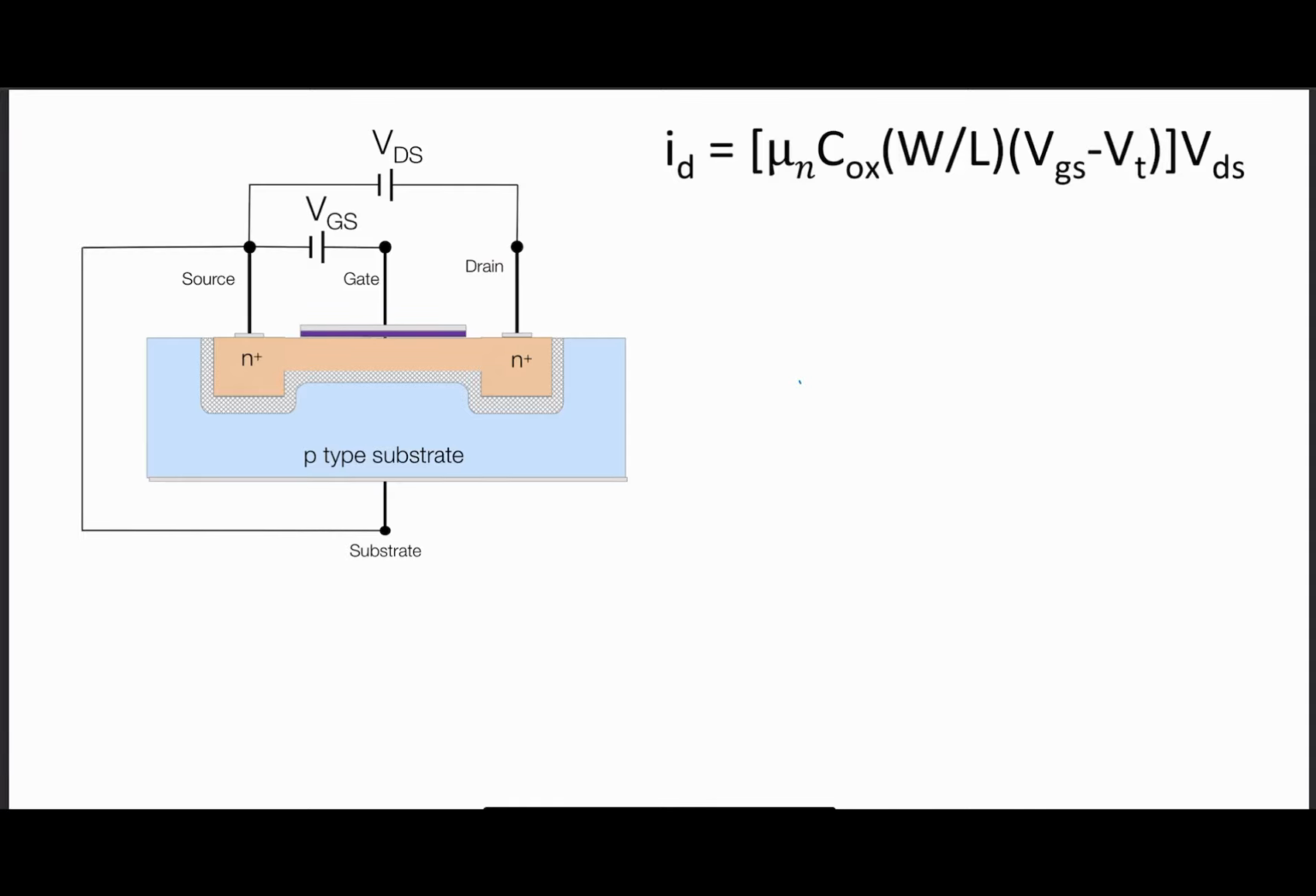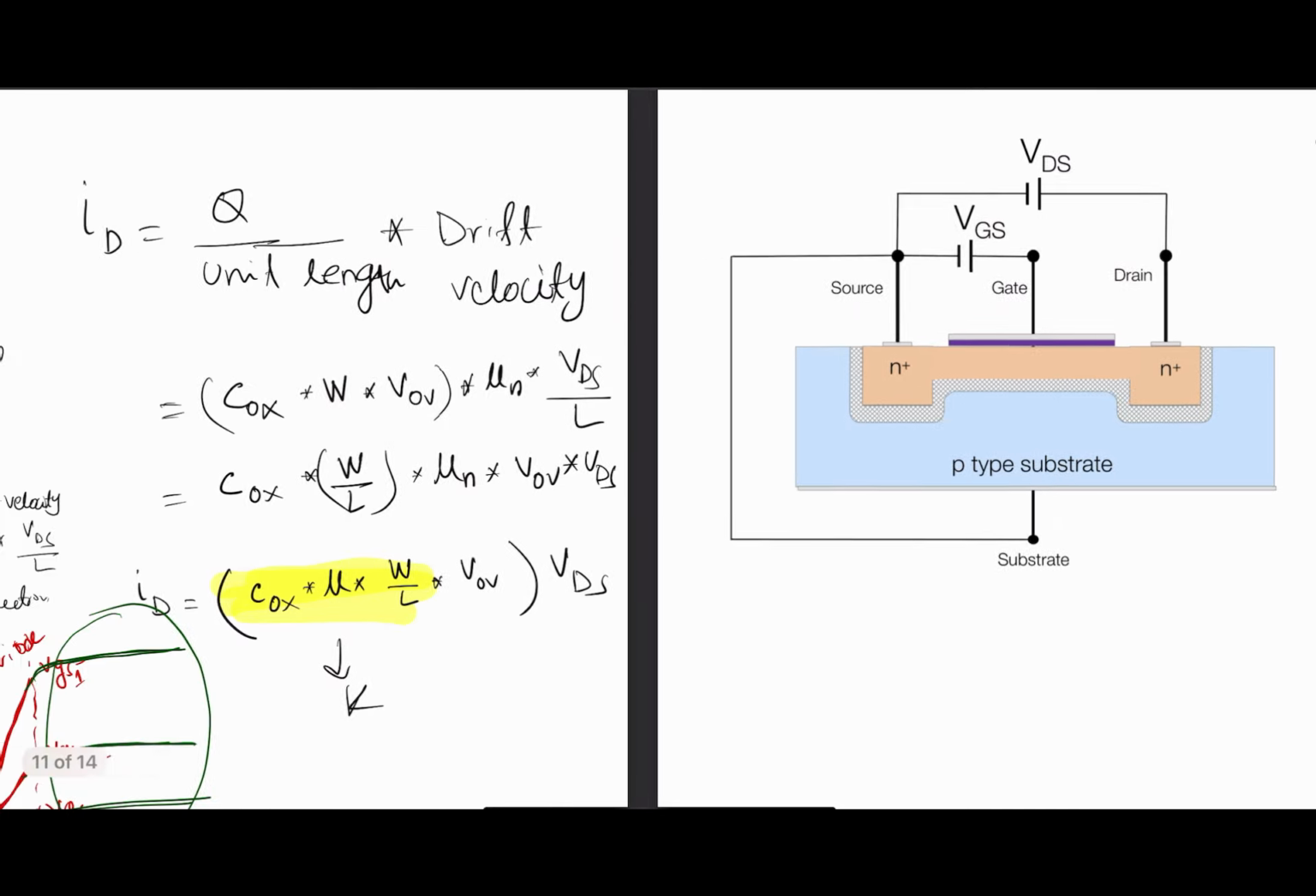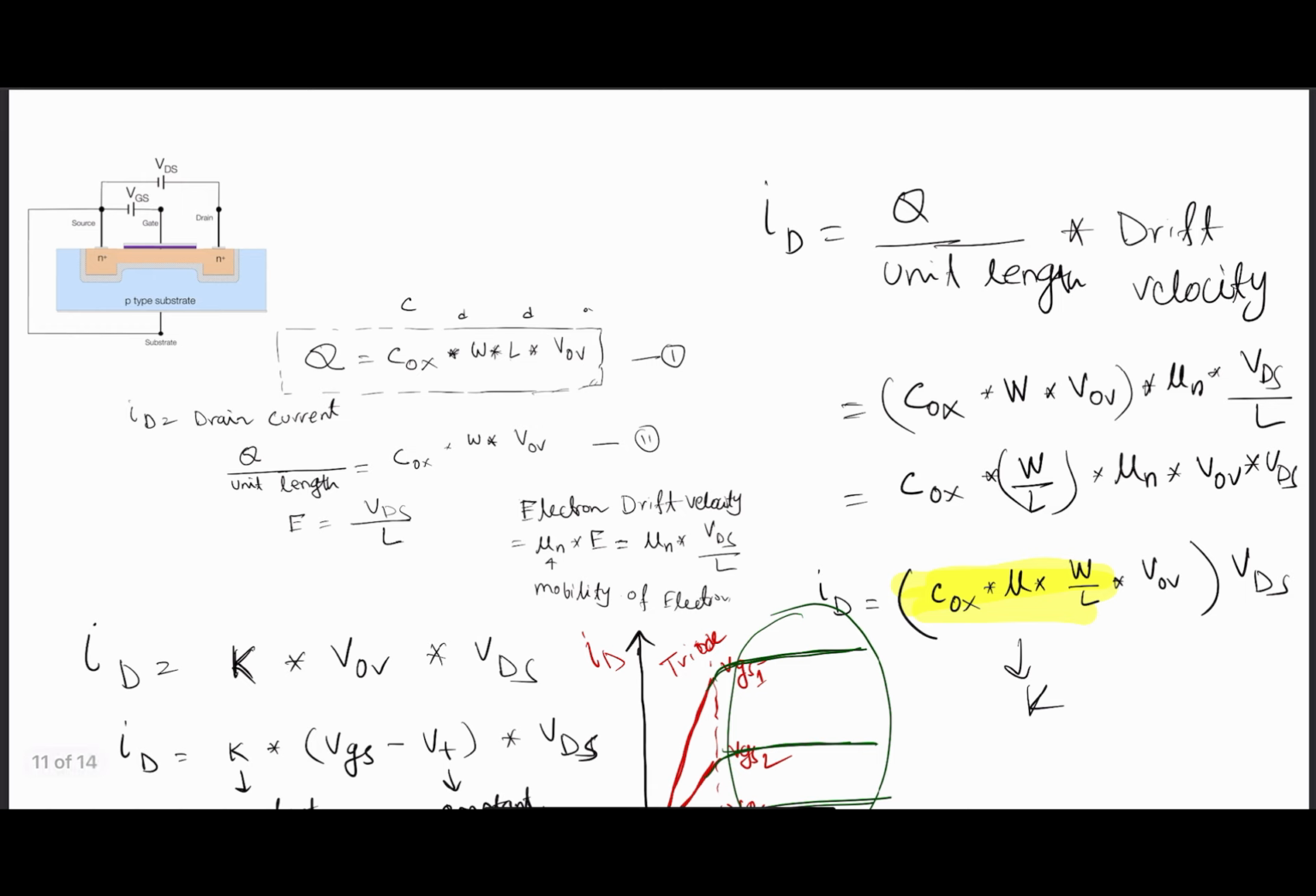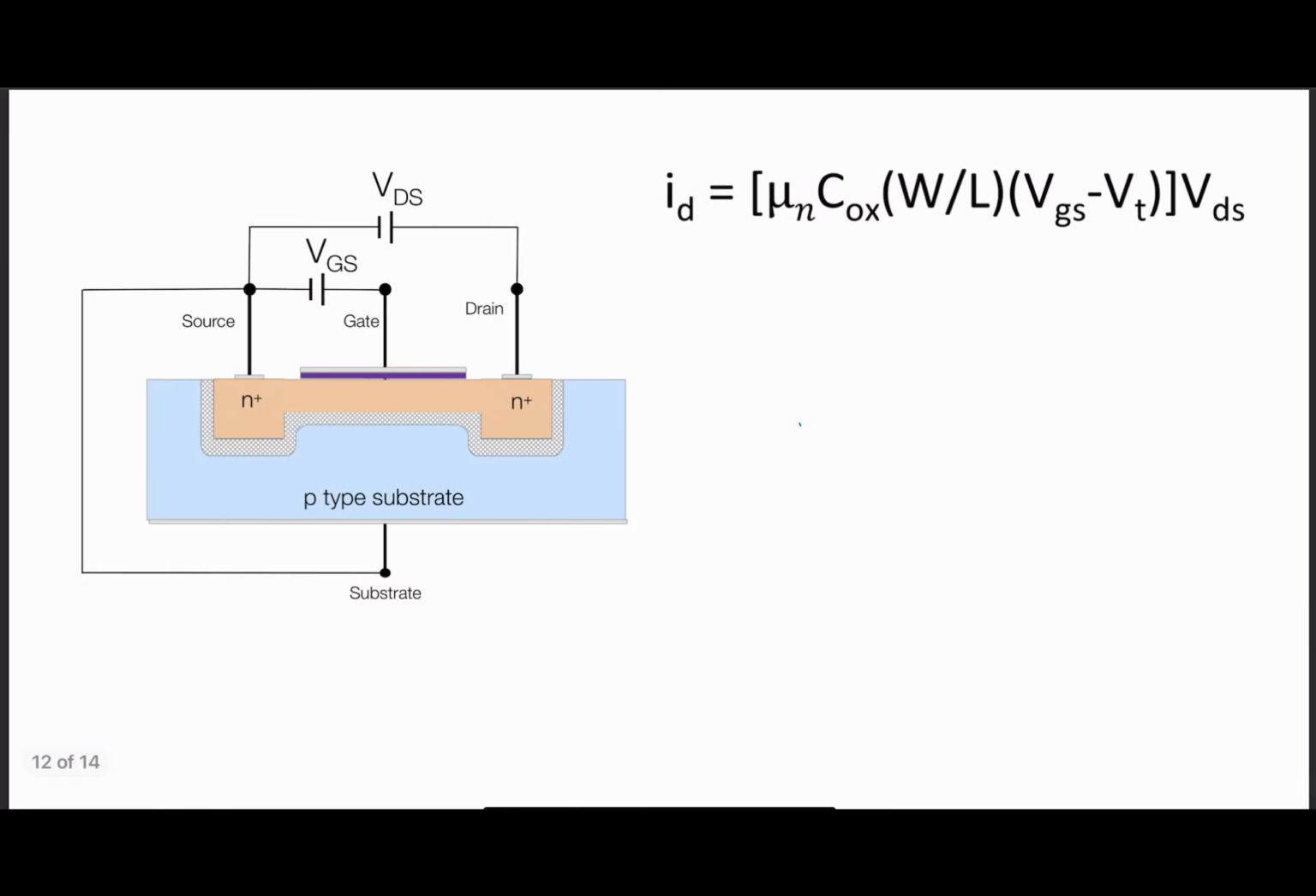In my last video, I explained the linear region of the ID versus VDS characteristics. Today I will explain the upper part of the linear region as well as the saturation region. Last time VDS was small. So today we will increase the VDS from small to large.